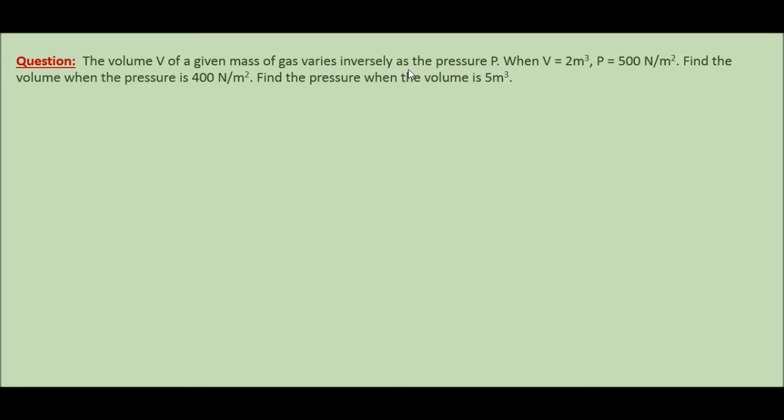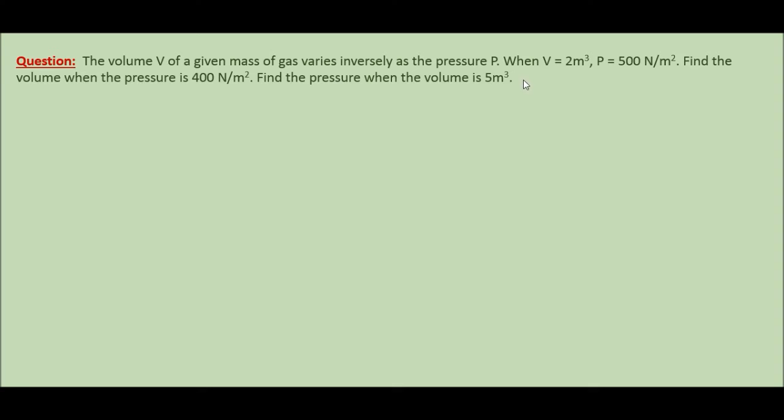Varies inversely and is inversely proportional to mean the same. Now, when V or the volume is equal to 2 meter cube, the pressure is equal to 500 Newton per meter square. Find the volume when the pressure is 400 Newtons per meter square, and find the pressure when the volume is 5 meter cube.